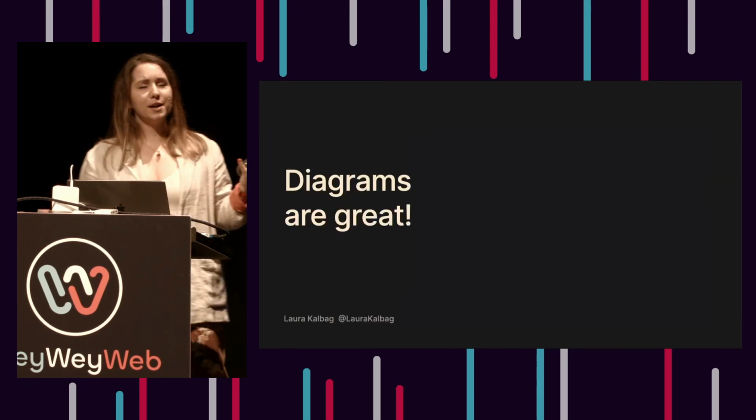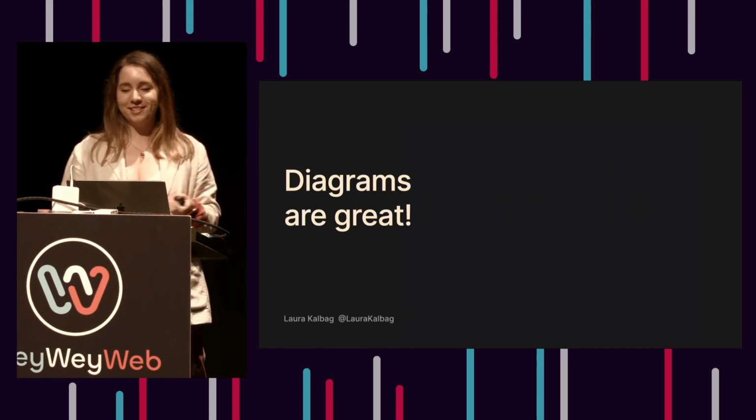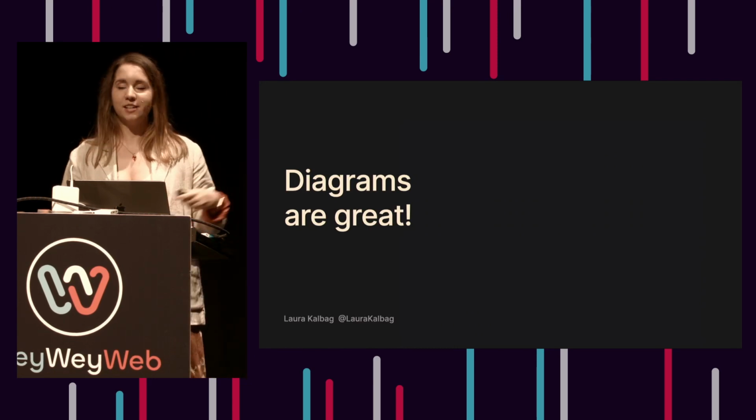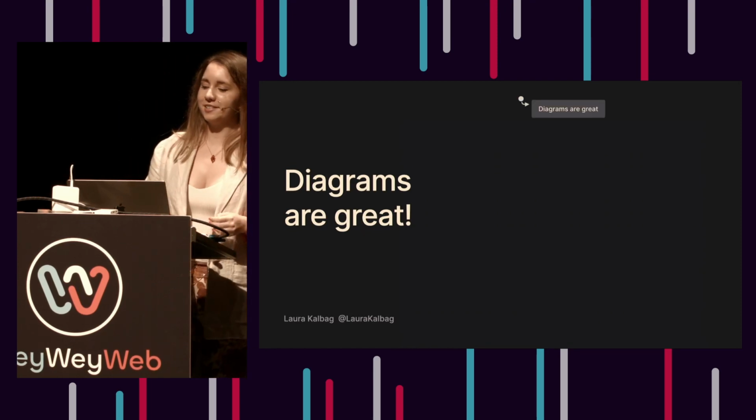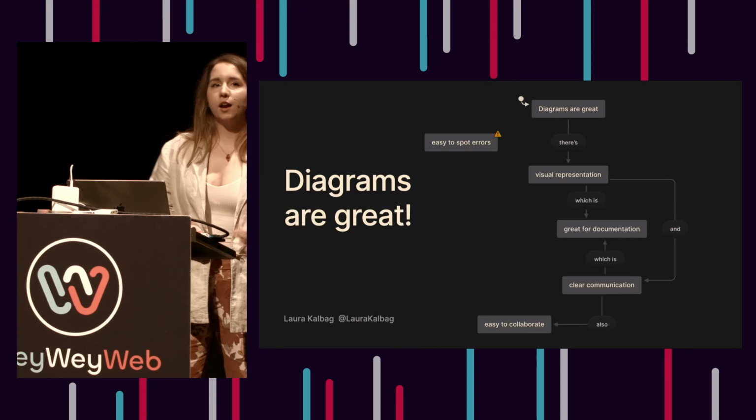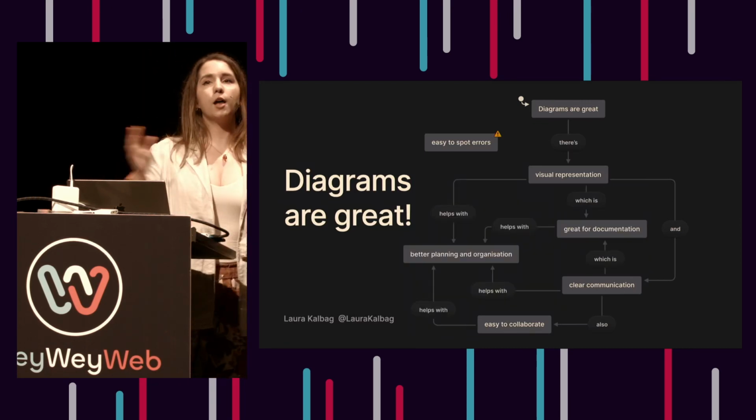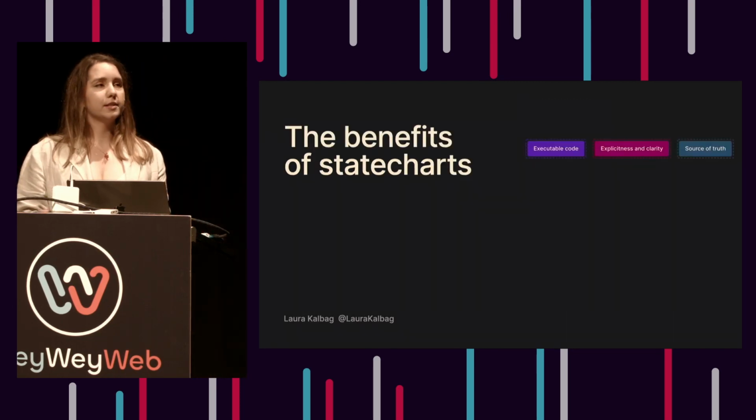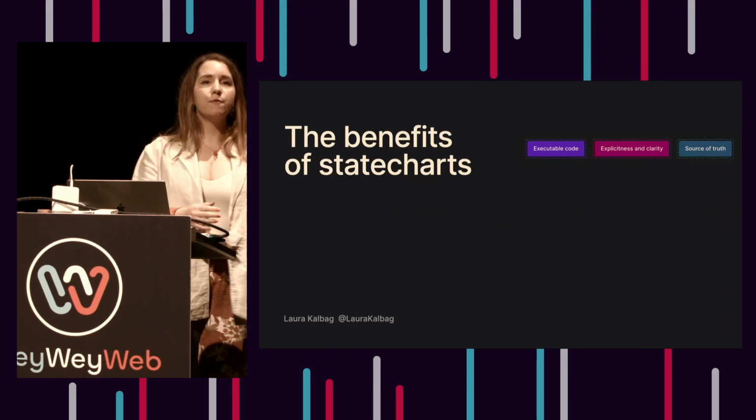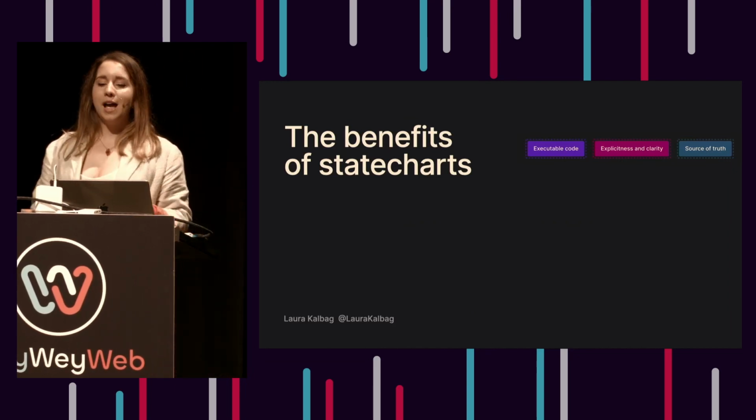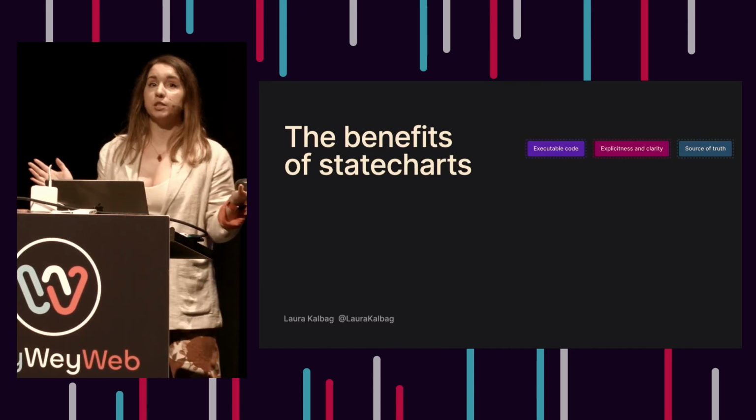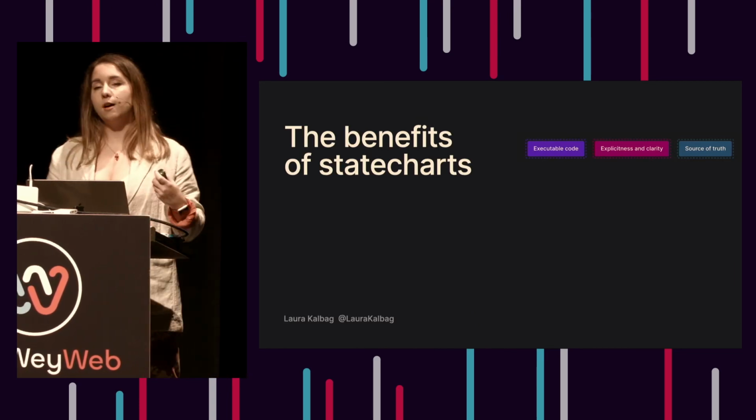And through this demo, you might be thinking, oh, wow, there's not actually much code here, and this is really easy to understand, and I didn't even have to explain that much. And maybe even the coworker I have that never gets anything might actually understand this. And this is because diagrams are great. There's visual representation of code, there's clear communication, it's also really easy to collaborate and easy to spot errors, which is great for documentation, and all of this helps with better planning and organization. And state charts provide all of the benefits of diagrams, but as executable code. So having your application logic be both visual and executable makes really good living documentation. It's a logical source of truth because everybody understands it and it can be kept always up to date.